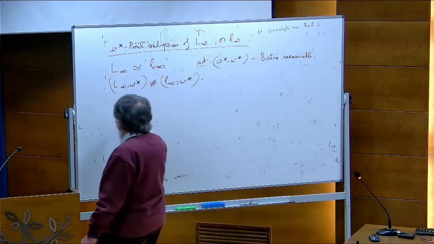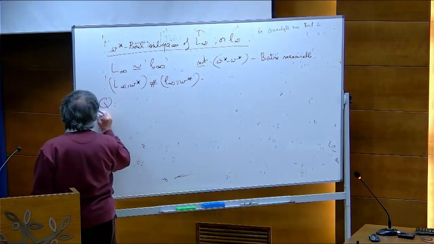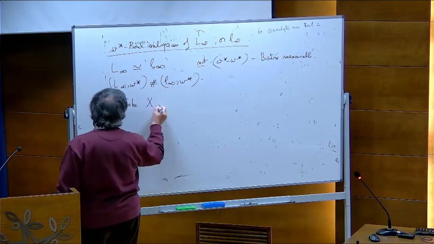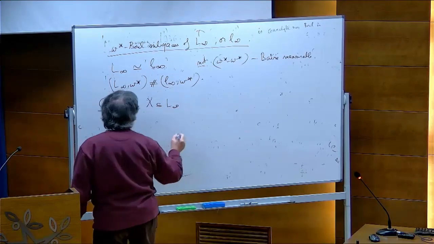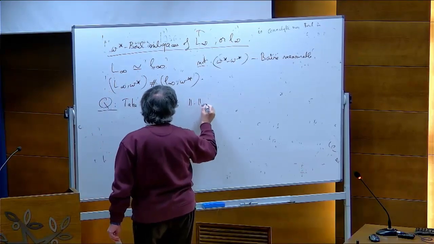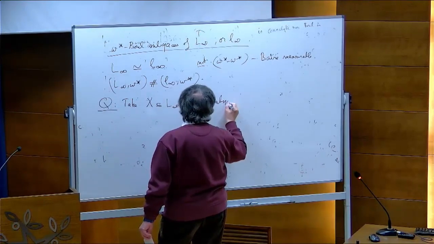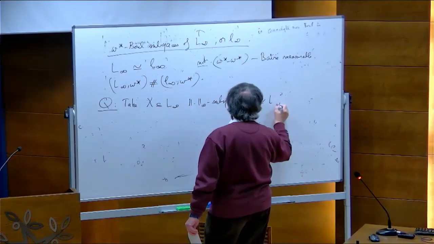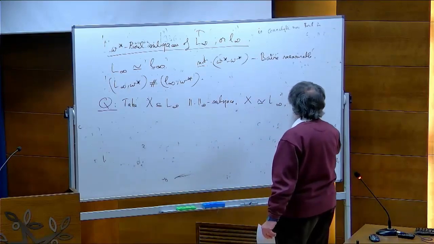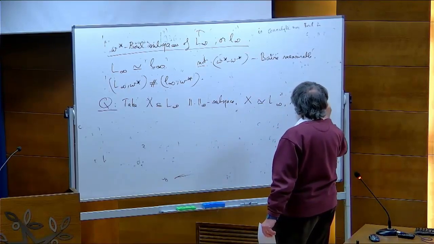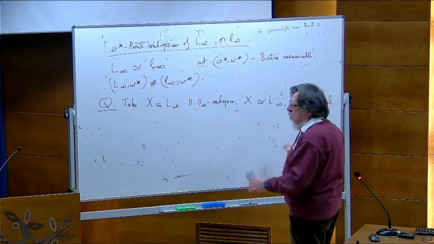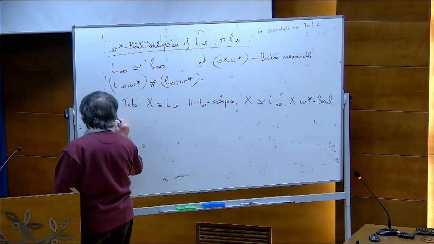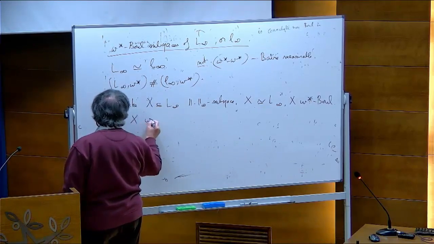So my question is the following. Take X inside L∞, a non-closed subspace. Assume it is isomorphic to L∞ and weak star Borel, or weak star measurable in some way, but let me simply say weak star Borel. Does it follow that X is actually weak star closed?